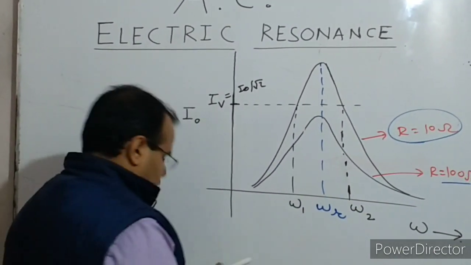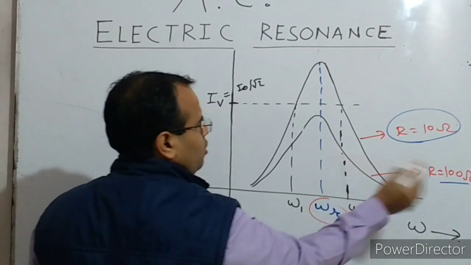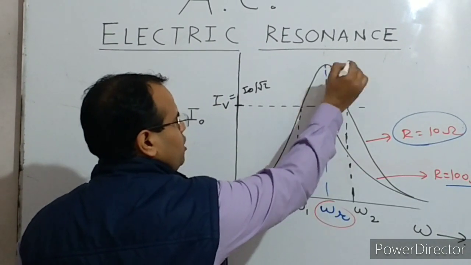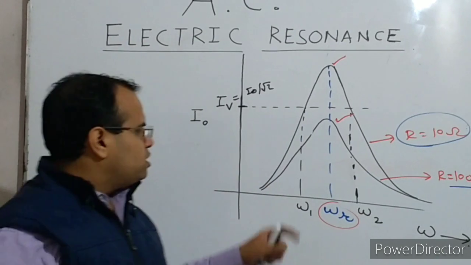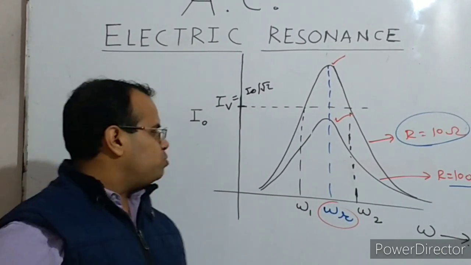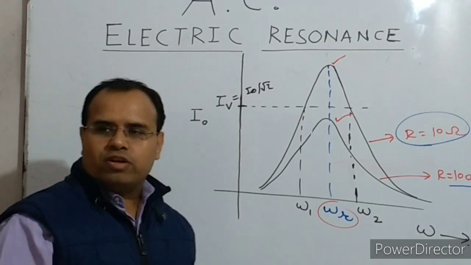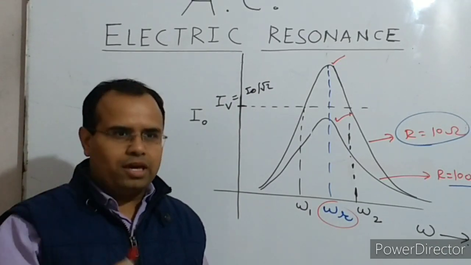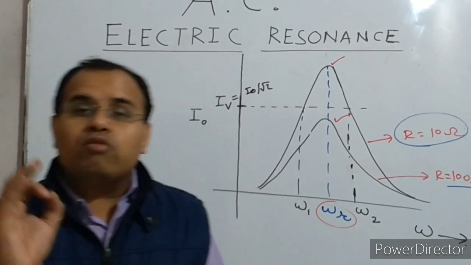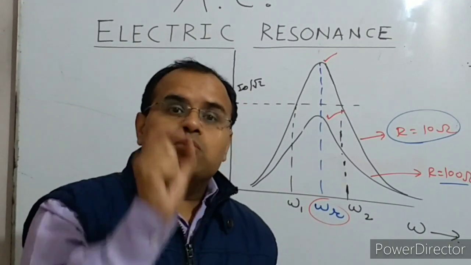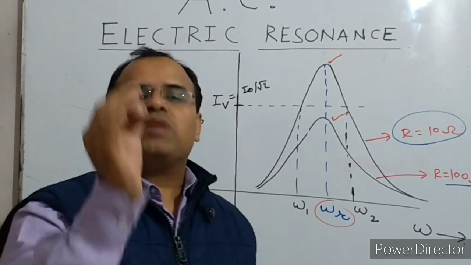Okay, so for this particular frequency omega r, the value of current in both the resistors, you can see, becomes maximum here also and here also. What does it mean? It means that the circuit responds to this particular frequency, and when the circuit responds to this frequency, the current becomes very high. It means that when the frequency of the applied voltage becomes equal to a particular frequency, then the current becomes maximum.